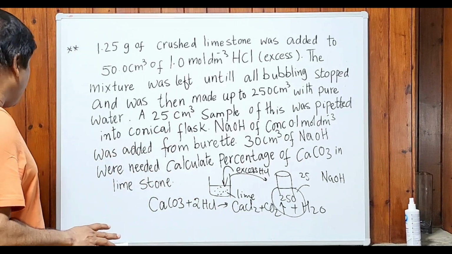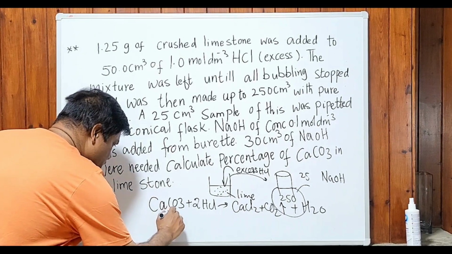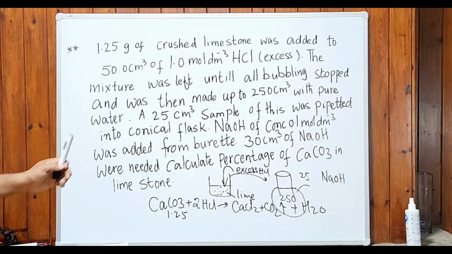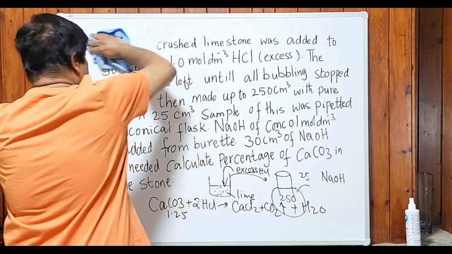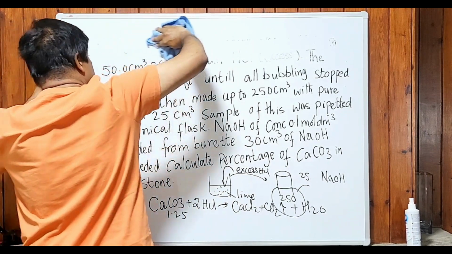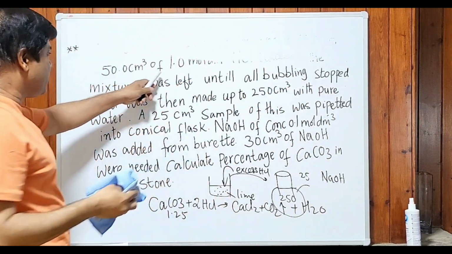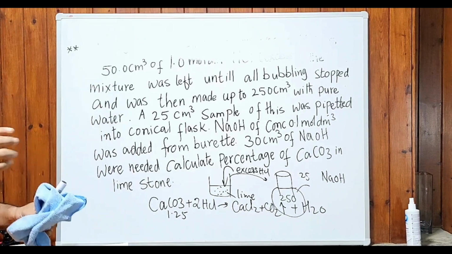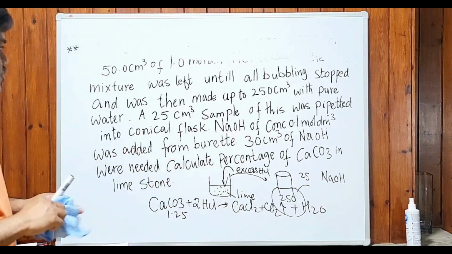I know the mass: the mass of the limestone is 1.25 g. Is this question clear to you? So look at that. We are using excess HCl. The concentration of HCl is given, and the volume of HCl is given. So the concentration of HCl is 1.0 and the volume is 50. With that, you can figure out the number of moles of HCl used initially.